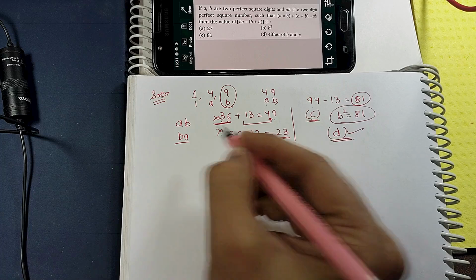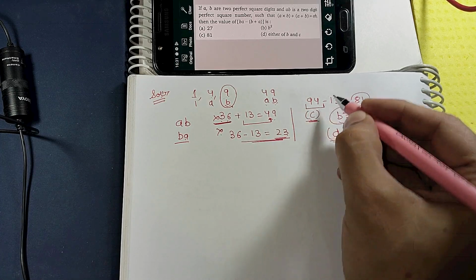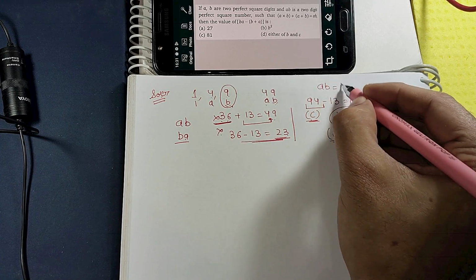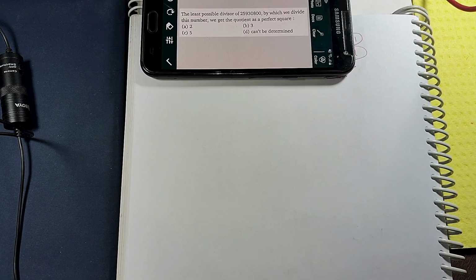So that confusion led to the wrong answer. In fact, it is the number obtained by reversing the digits of AB, equal to BA. Sorry, not equal. So the right option is option D.